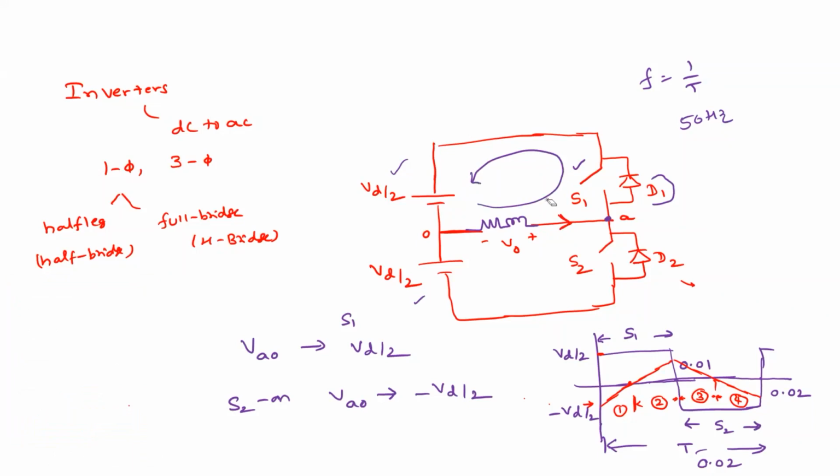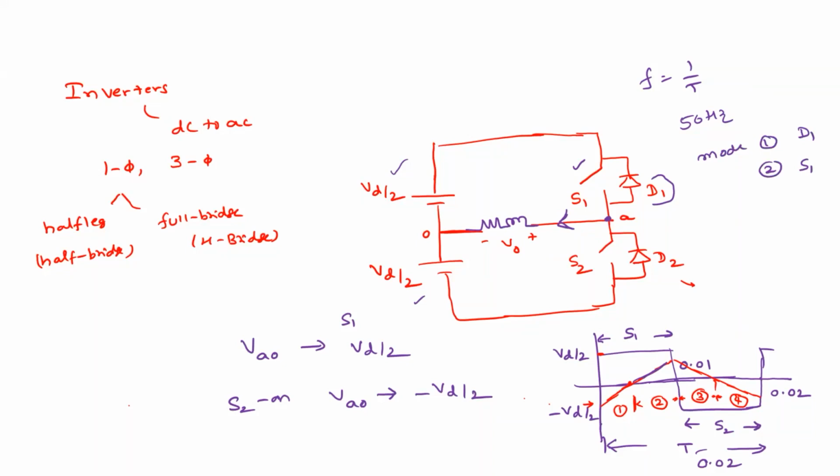Now in mode 2, the current is positive and the voltage is also positive, so the power is positive. That means the source is feeding the load. The current is entering like this, so which device is in conduction now? S1 is in conduction. In mode 1, D1 is in conduction, and in mode 2, S1 is in conduction.